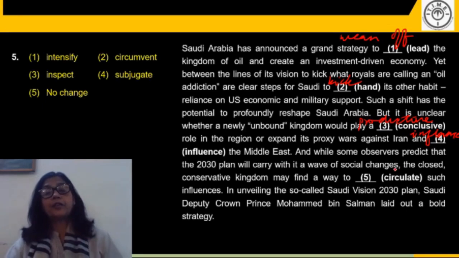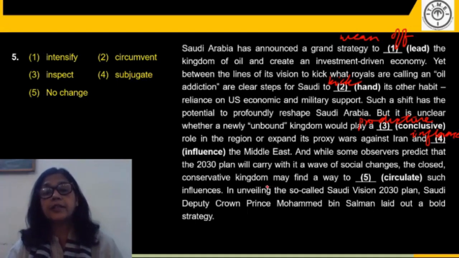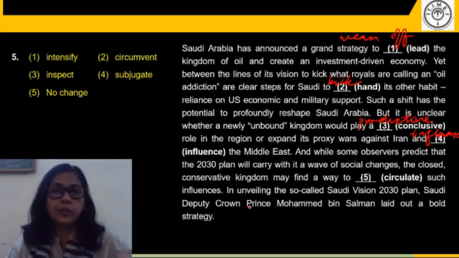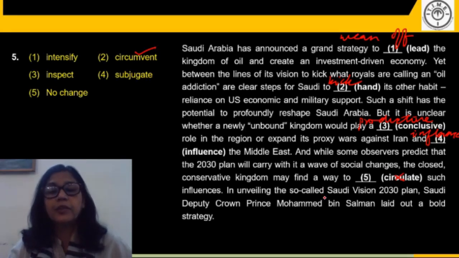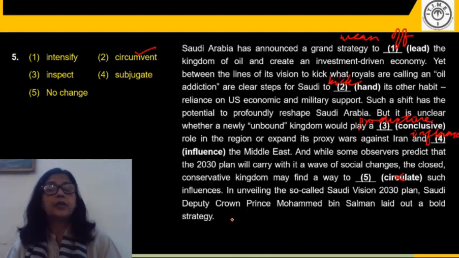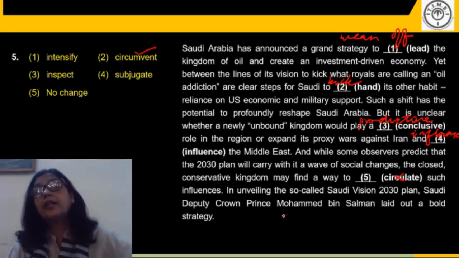And while some observers predict that the 2030 plan will carry with it a wave of social changes, the closed conservative kingdom, which kingdom are we talking about? Saudi Arabia. The closed conservative kingdom may find a way to work around such influences. Yes. So the correct word over here is circumvent. Circulate is ruled out. Such influences in unveiling the so-called Saudi Vision 2030 plan, Saudi Deputy Crown Prince Mohammed bin Salman laid out a bold strategy. So the correct word is circumvent.